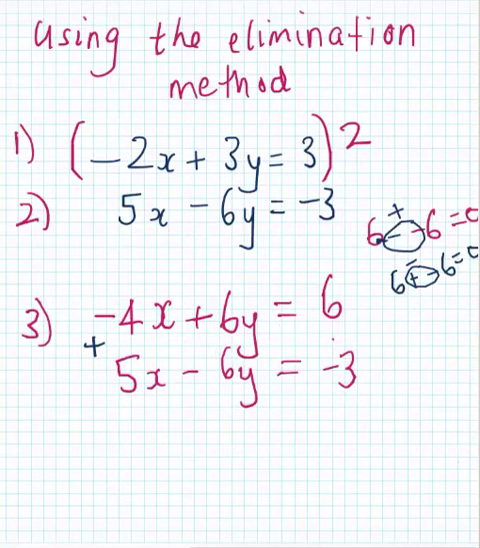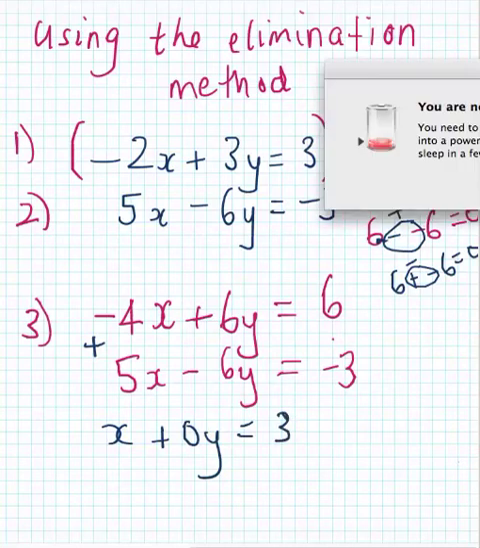Now here I have minus 4 plus a positive 5. Minus 4 plus 5 is 1x, or just x, and I know that a positive 6 plus a negative 6 gives me 0. You don't have to write it, but I'm just going to write it to emphasize we have 0y, which isn't there really. And then we have 6 plus a negative 3. So 6 plus a negative 3 is 6 take away 3, which leaves me with 3.